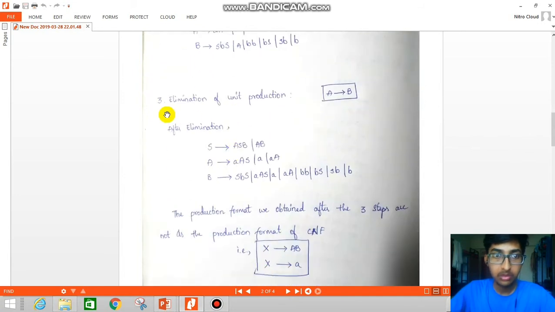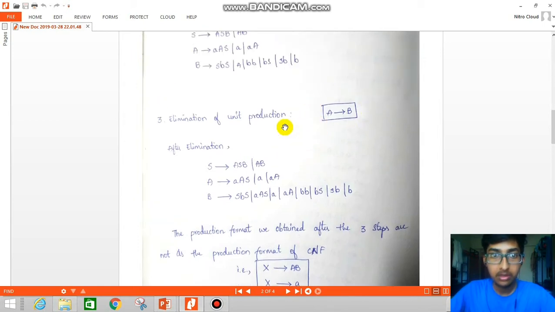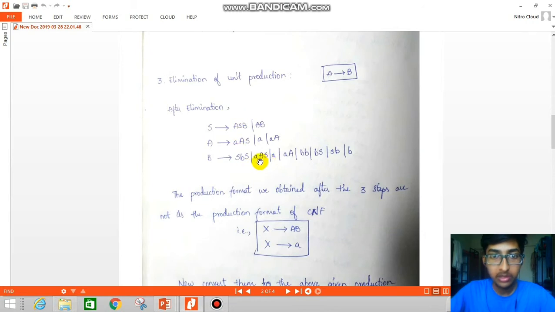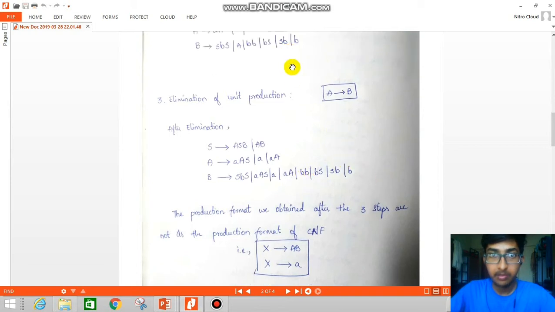Now the third step is elimination of unit production. This is a unit production. We have only one unit production. B defines A. So in place of A, you write this line, which I did in place of A. Here there is A, so I have replaced A with this thing, AAS, AAA, and the rest is the same.